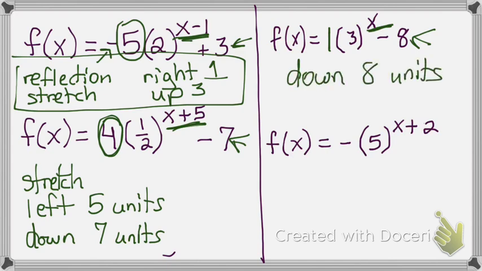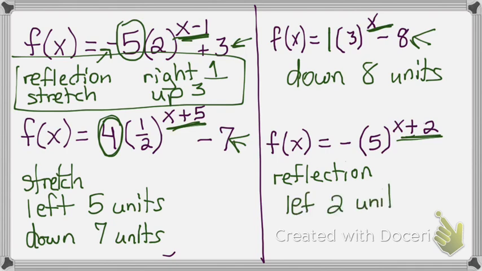All right, and the last example, that negative sign, what does it mean? Yep, you're right. Reflection over the x-axis. In the exponent, it says x plus 2. So that means you're going to go to the left 2 units. And what do you notice? You don't have a number at the end. So therefore, you're not going up or down. And that's it.